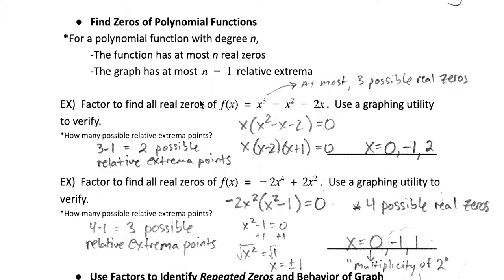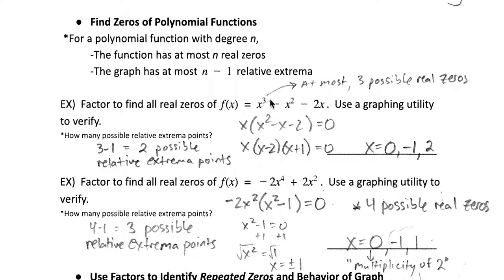Also, what's unique about polynomials is that their leading degree is the number of possible real zeros. So because our leading exponent is 3, we know we have at most 3 possible real zeros. It's not that we have to have 3 real, but we can have at most 3. We could have less, but we can't have more.